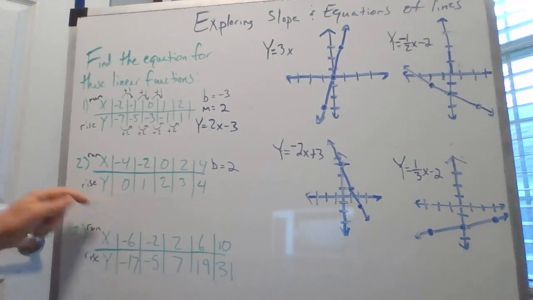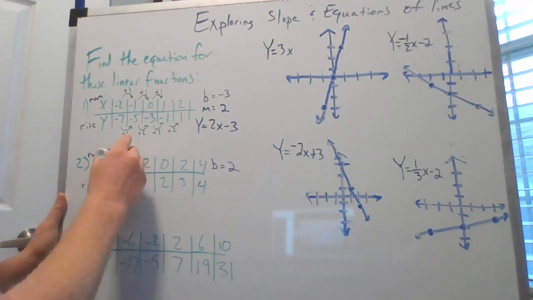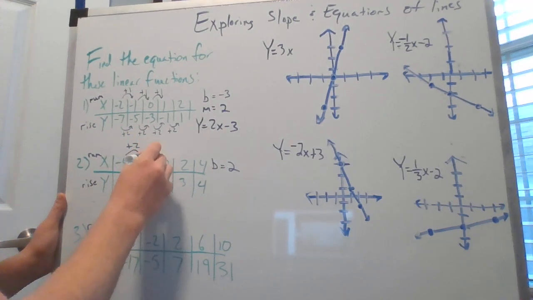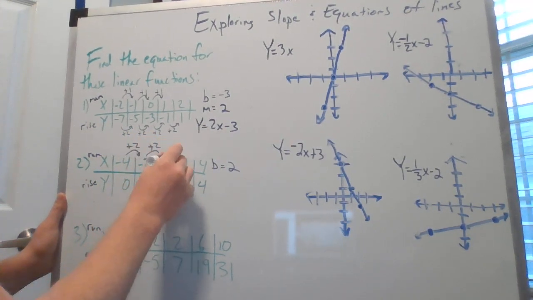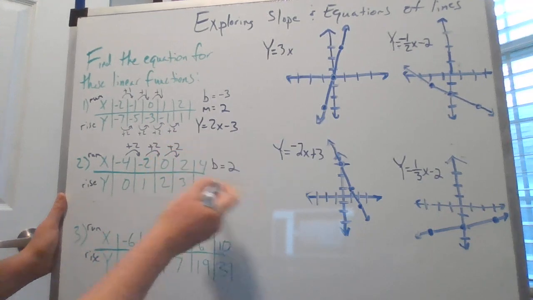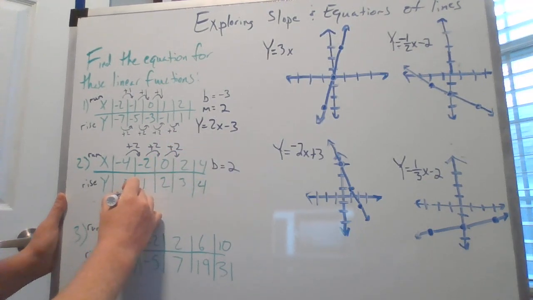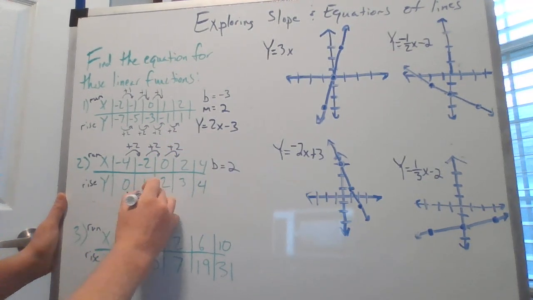All right, now this one, now this run is going up by 2, right? Going up by 2, going up by 2, going up by 2, so on and so forth. But now my rise is going up by 1.